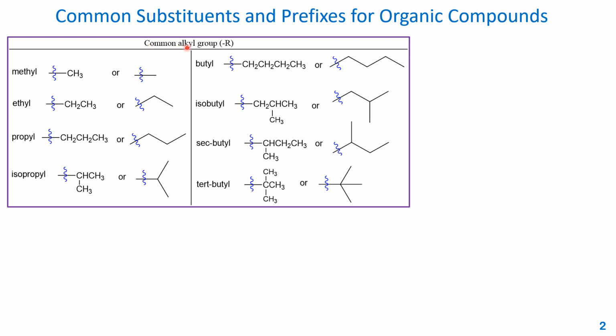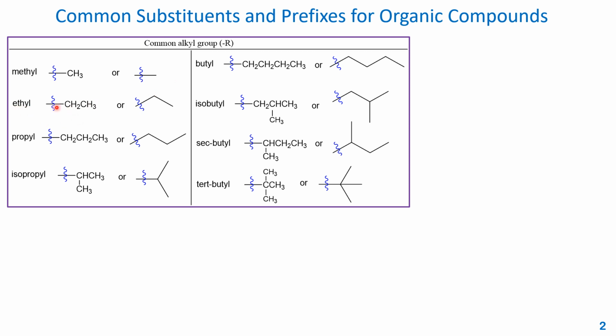First, the common alkyl groups. This is the common ones, not all of them. If it's just a one-carbon alkyl group, that's called a methyl group. This sign means it's an incomplete bond. You need a bond with something else. This is a substituent, or the skeletal structure like that. When you see just a one-line sign like that, that's a methyl group.